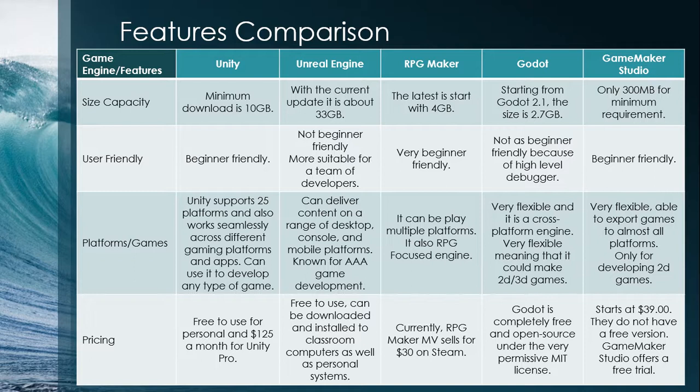For RPG Maker, the latest starts with 4 gigabytes because it's only focusing on making RPG games. For Godot, starting from Godot 2.1, the size is 2.7 gig because Godot 2.1 is the first Godot make. And Game Maker Studio requires only 300 megabytes for minimal requirement. It's so small that people can download and install it to make 2D games.